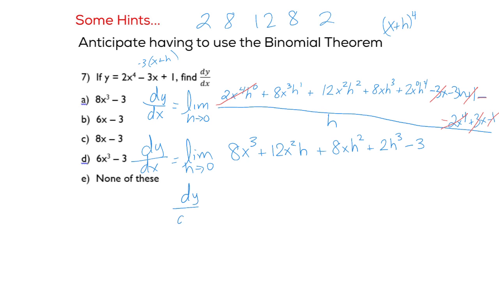So the derivative is going to be 8x cubed minus 3. Looking for an option? Yep, there it is. Option A. Got it.